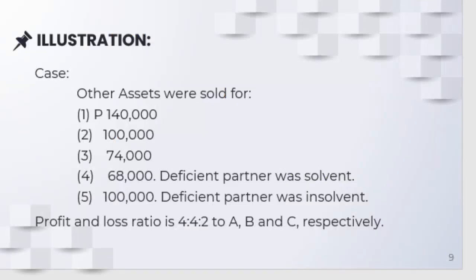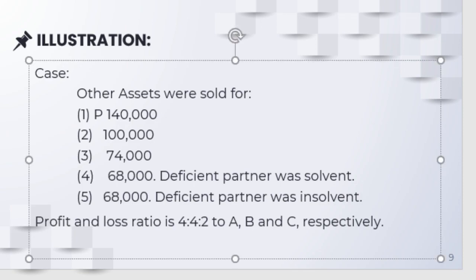So, we are down to our last case. The non-cash assets were sold for 100,000. And then the deficient partner was insolvent. So, excuse, mali pala yun. Dapat 68,000. Sa case 5, 68,000. And then the deficient partner was insolvent.